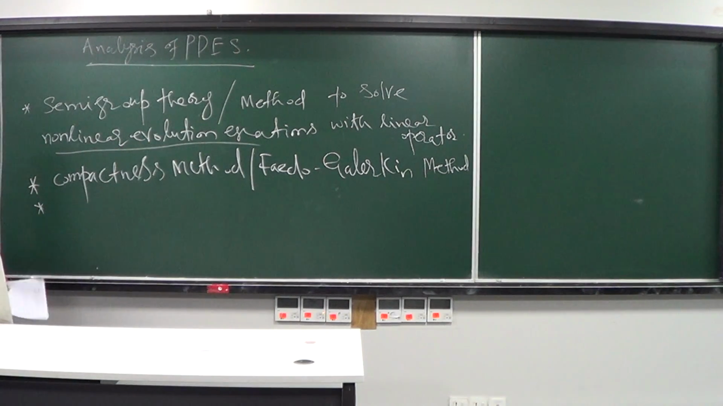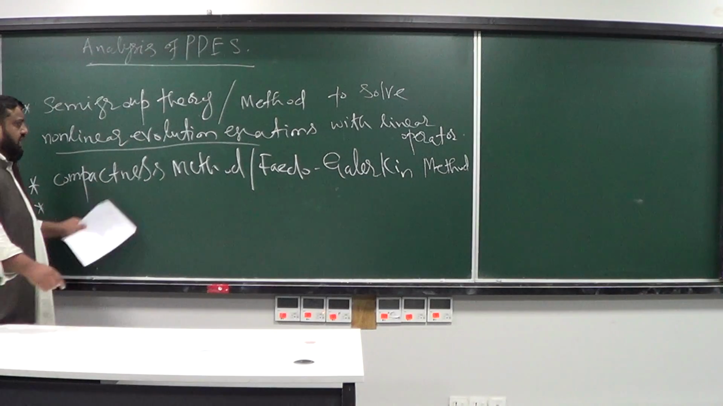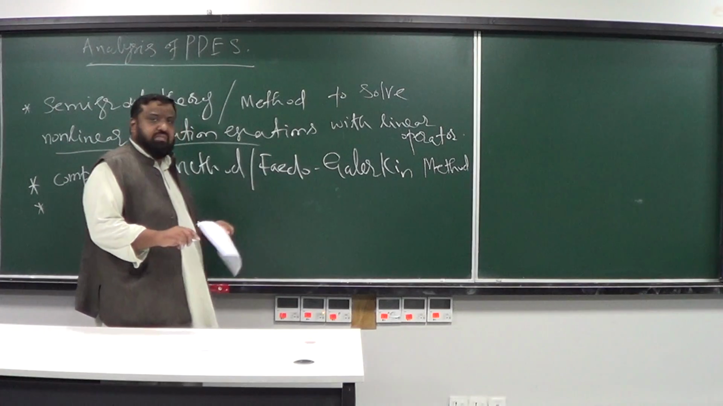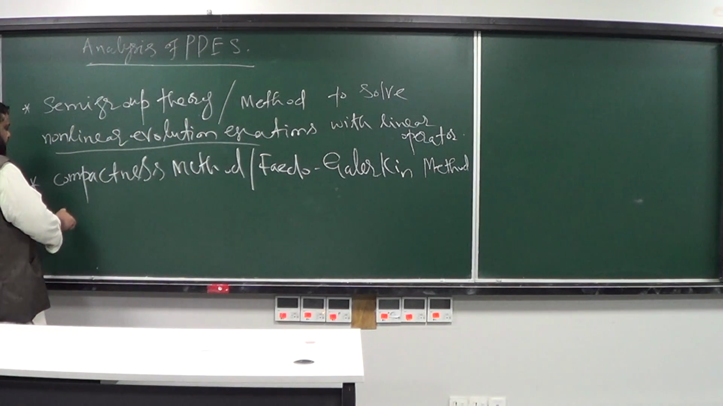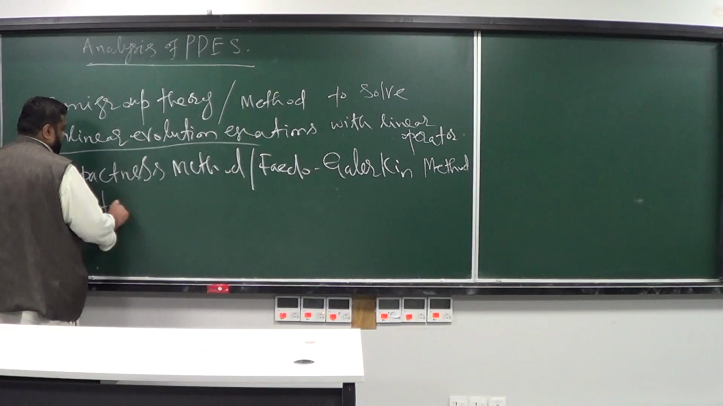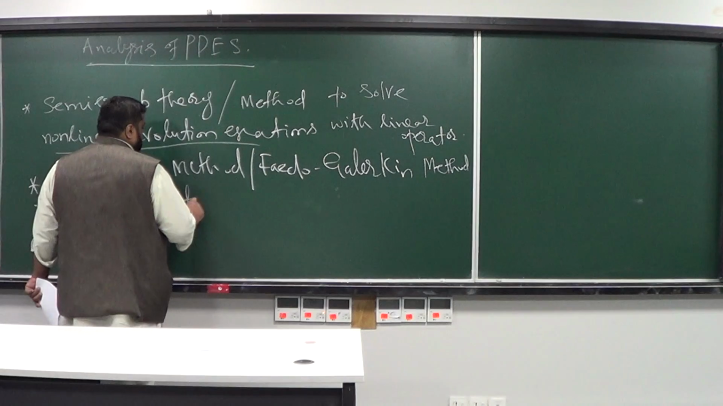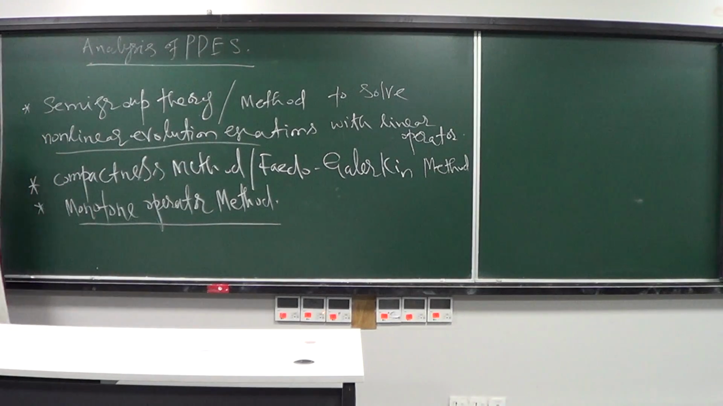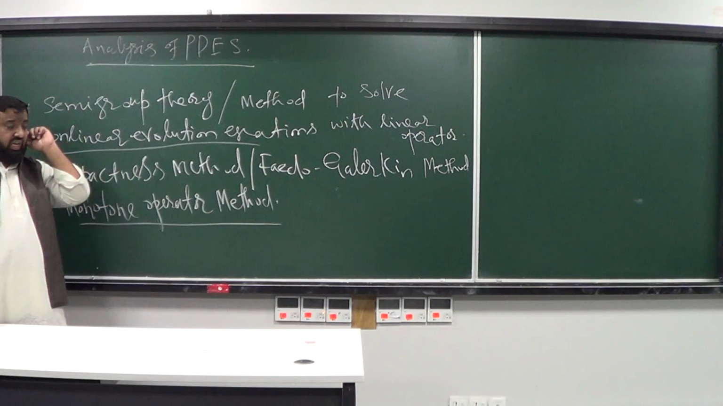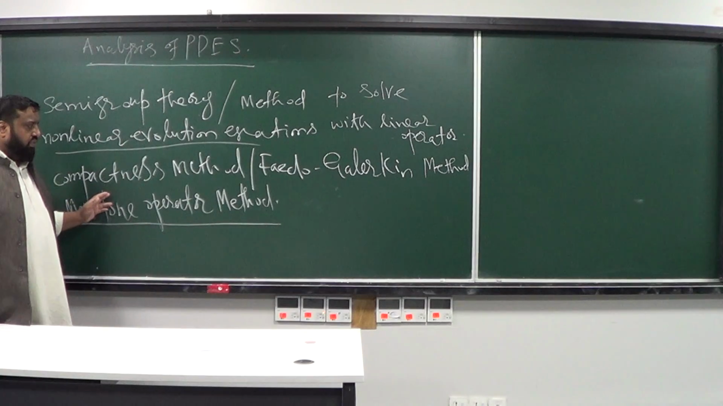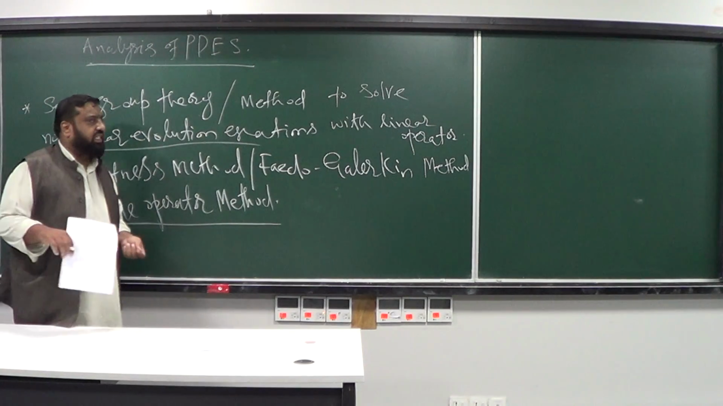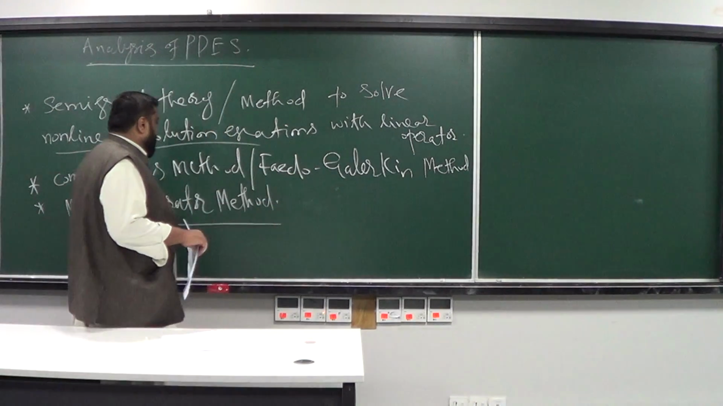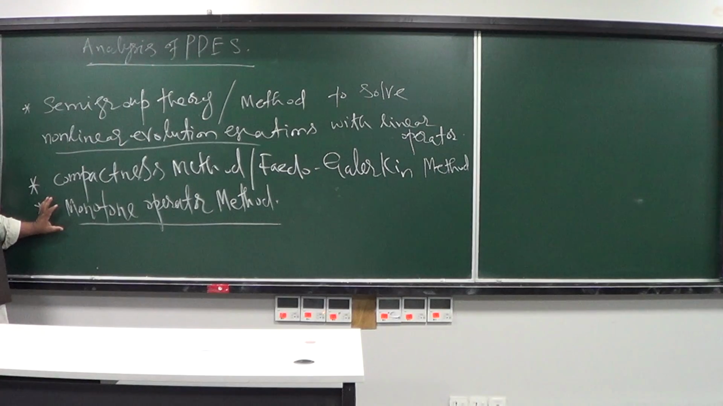What we couldn't do, basically, there was another variant of the same method, which is essentially the same method. It's called the monotone operator method. I'm not spending too much time on it because this is not something new. It's just a variation of the Galerkin method actually, to deal with the nonlinear evolution equation with a more sophisticated kind of nonlinear operators actually.